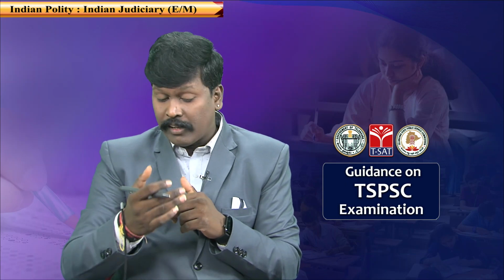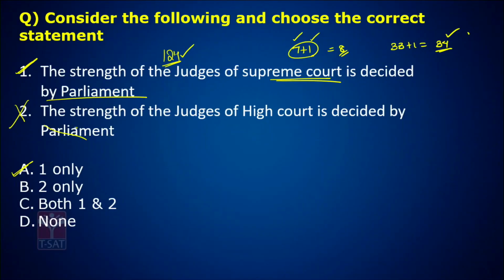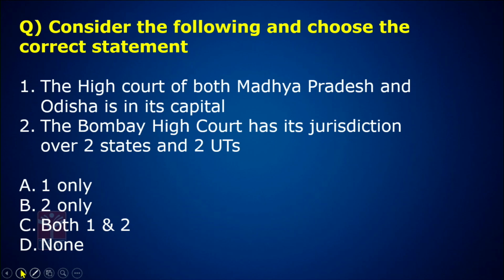Then why is the second statement wrong? The strength of the judges of High Court is decided by the President time to time. It is not Parliament, it is decided by the President time to time. Okay, so that's why this is wrong. Answer is A. Let's go to the next question.